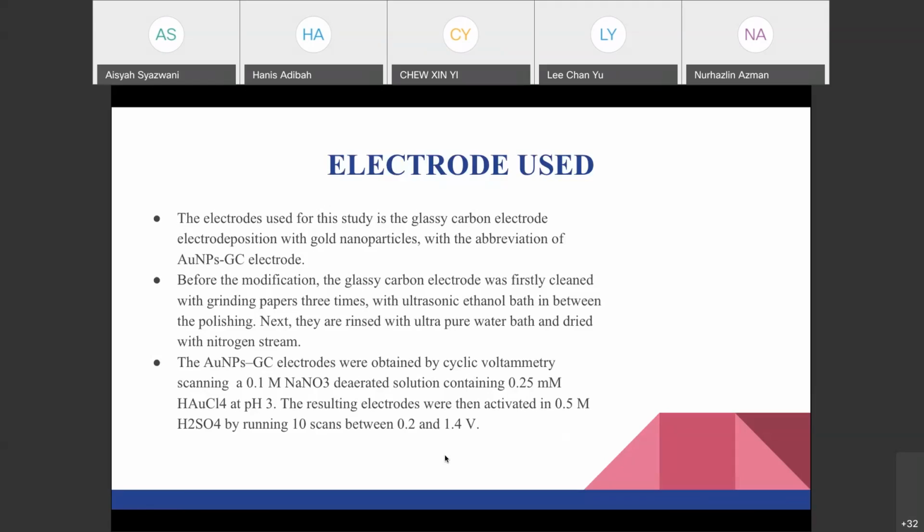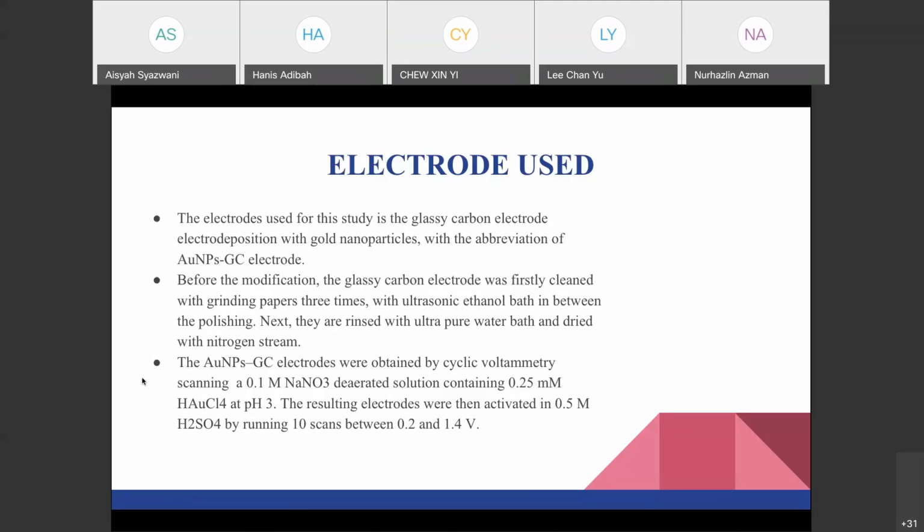Before the modification, the glassy carbon electrode is firstly cleaned by alternately polishing the surface with grinding papers and with the ultrasonic ethanol bath for 3 times. After the polishing, the electrode is rinsed by ultra pure water bath and then dried with nitrogen stream.